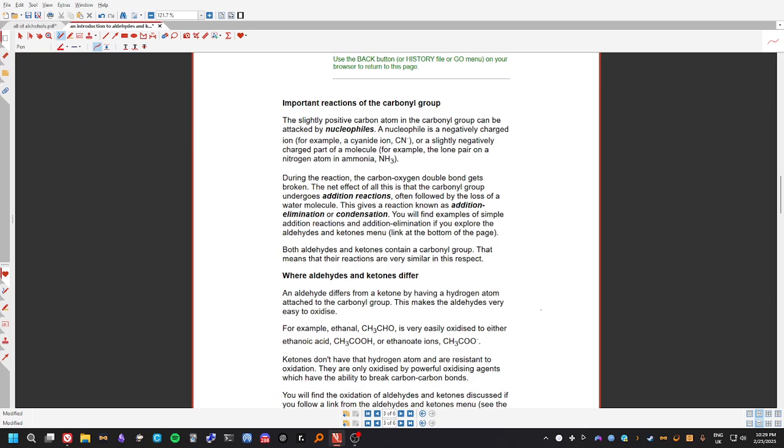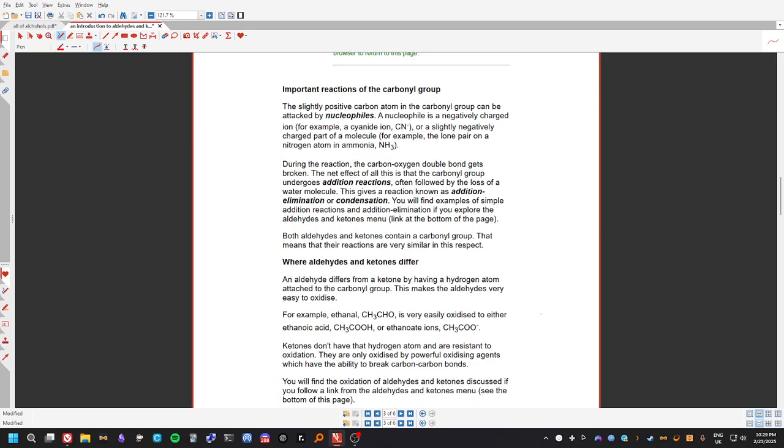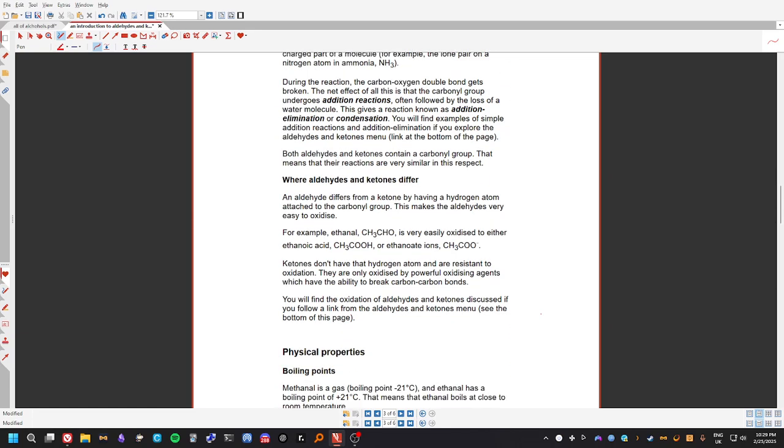You'll find examples of simple addition reactions and addition-elimination if you explore the aldehydes and ketones menu. Both aldehydes and ketones contain a carbonyl group. That's true. That means that their reactions are very similar in this respect. Where aldehydes and ketones differ: an aldehyde differs from a ketone by having that hydrogen atom attached to the carbonyl group. This makes aldehydes very easy to oxidize.